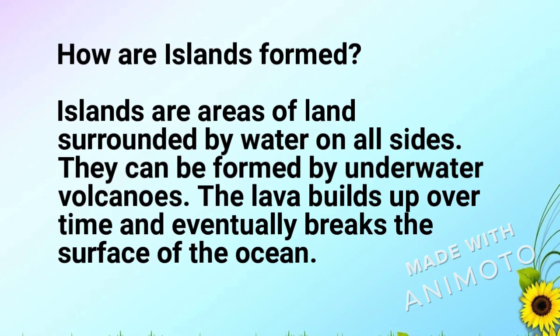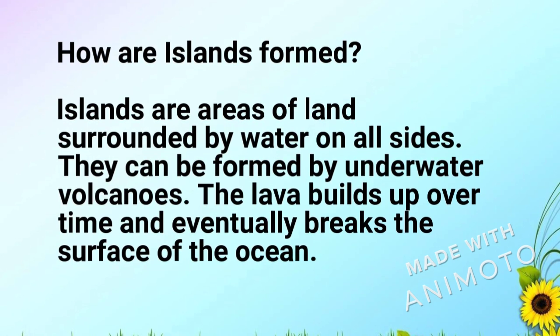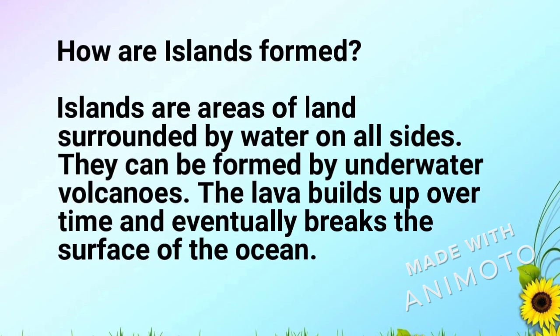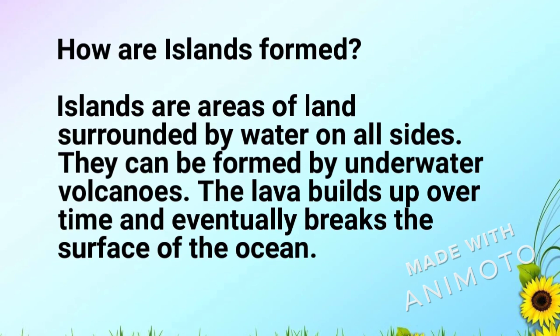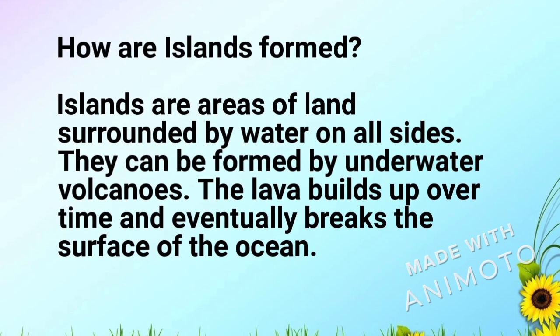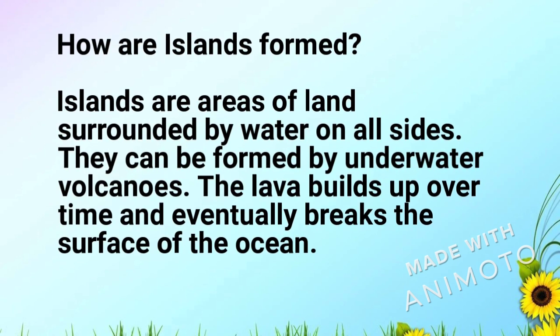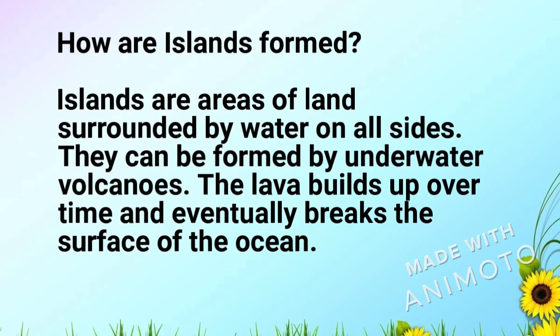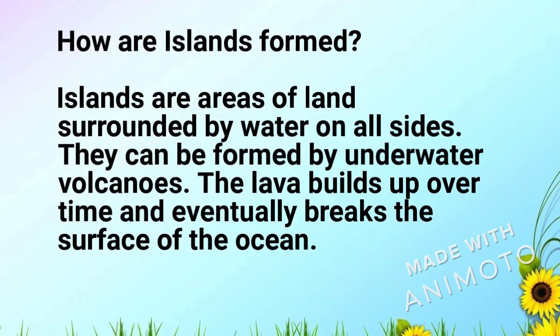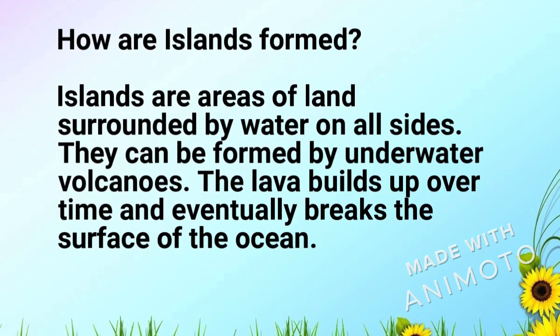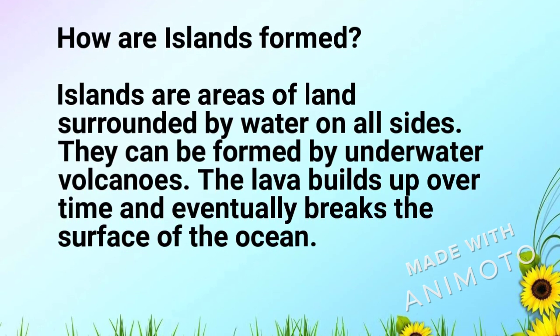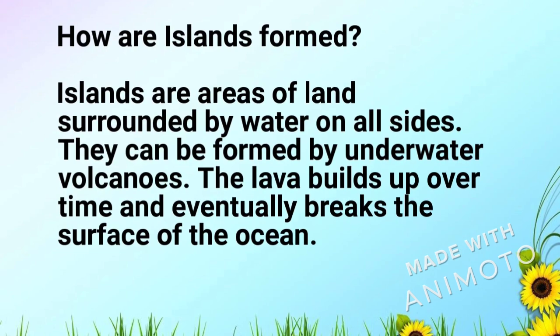How are islands formed? Islands are areas of land surrounded by water on all sides. They can be formed by underwater volcanoes. The lava builds up over time and eventually breaks the surface of the ocean. Wow, that's interesting. I wonder if I live on an island too. I wonder if Kikanjani erupts, will there be an island formed?